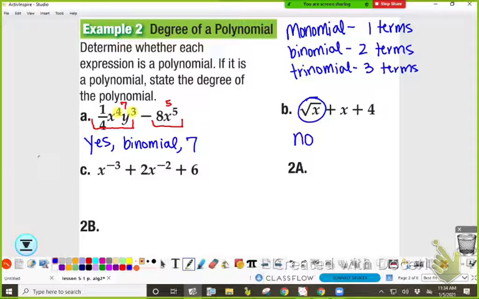C, x to the negative 3 plus 2, x raised to the negative 2 plus 6. It would be yes, right? It's actually a no because you can't have negative exponents. So this one's a no.